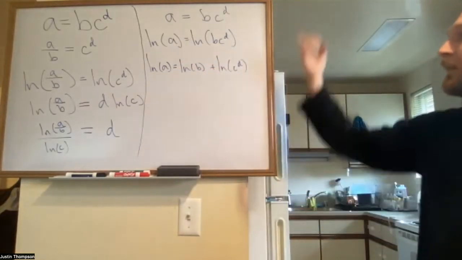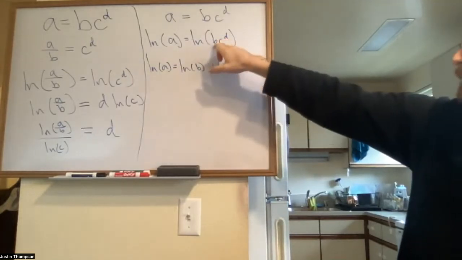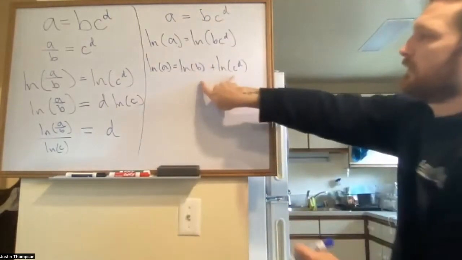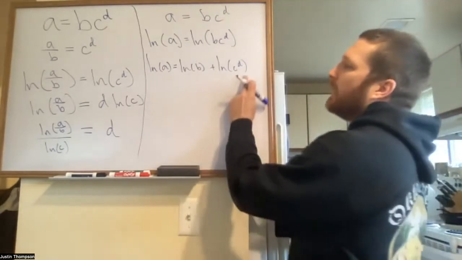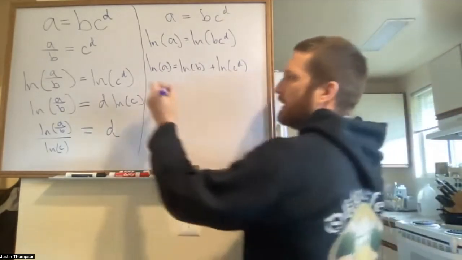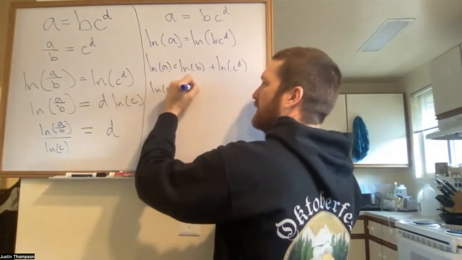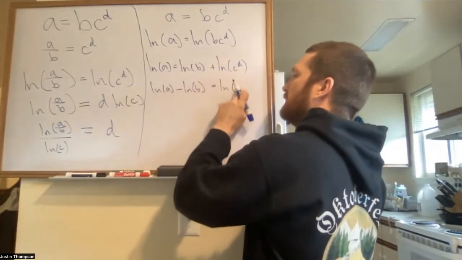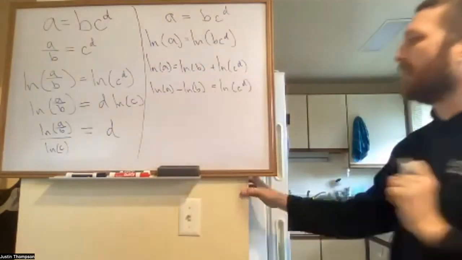And then they say, okay, we're trying to isolate this guy. Now you saw what I did there, right? That's some number times some other number. And then they split it up into the logs like that. And so then they say, okay, now we need to isolate this guy. And so I'm going to subtract this from both sides here. Oops, c to the d. C to the d, like that.